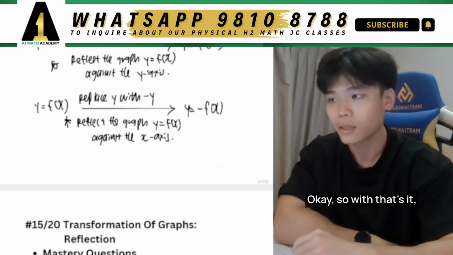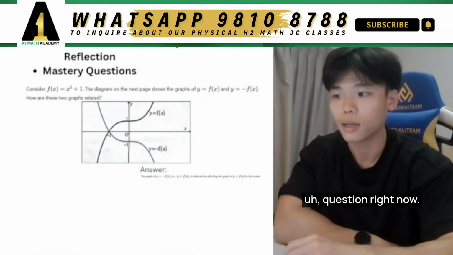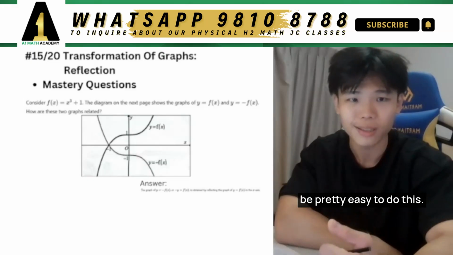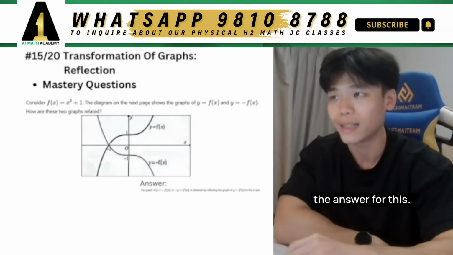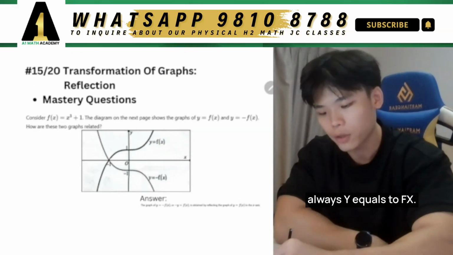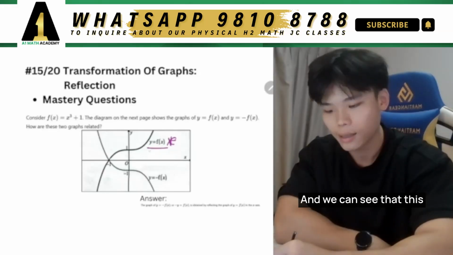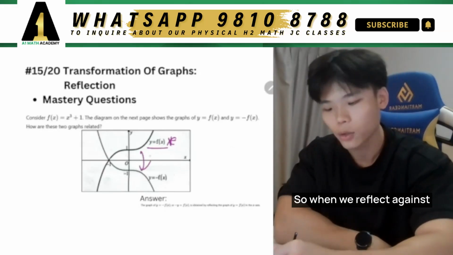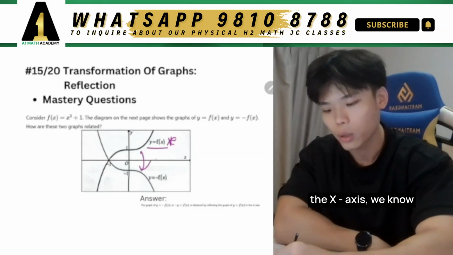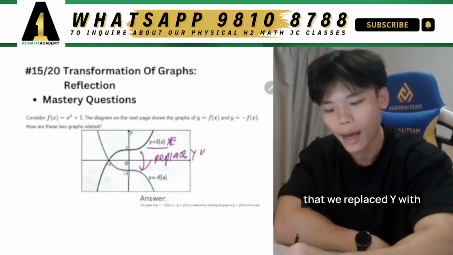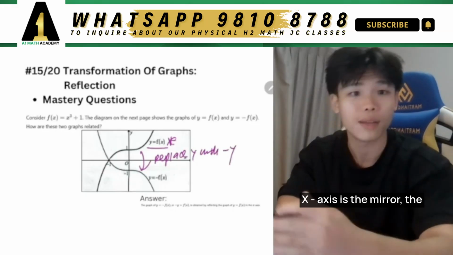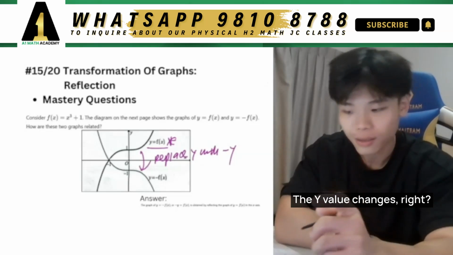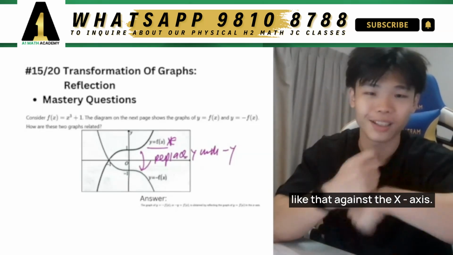Okay, so if that's it, we're going to tackle this question right now. Feel free to pause this video and attempt this for yourself. I think it should be pretty easy to do. If not, let's go through the answer for this. So the default graph is always y equals to f(x), and we can see that this graph is now reflected against the x-axis, right? So when we reflect against the x-axis, we know that we replaced y with -y, because if the x-axis is the mirror, the x value doesn't change, the y value changes, right? Because you are flipping it like that against the x-axis.